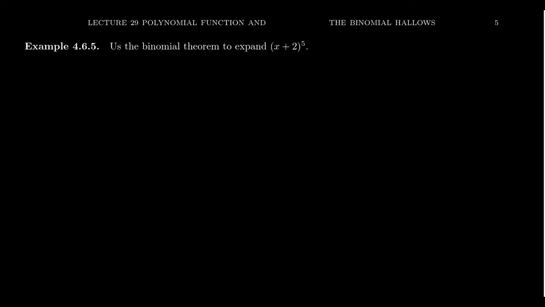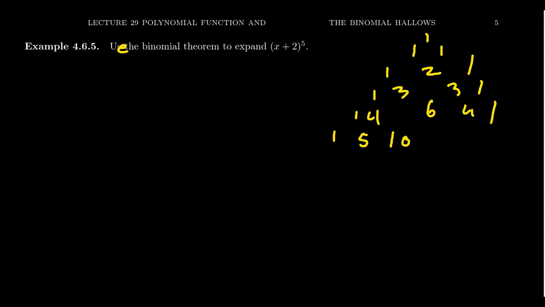Let me put it into practice right here. We're going to use, oh boy, typos galore here, the binomial theorem to expand (x + 2) to the fifth power. So thinking of Pascal's triangle, I'm going to need that. So we get 1; 1, 1; 1, 2, 1; 1, 3, 3, 1; 1, 4, 6, 4, 1. And then the fifth row is going to look like 1, 5, 10, 10, 5, 1. Of course, if you have Pascal's triangle written in front of you, you don't have to go through these calculations over and over again. So by the binomial theorem, what we get is the following.